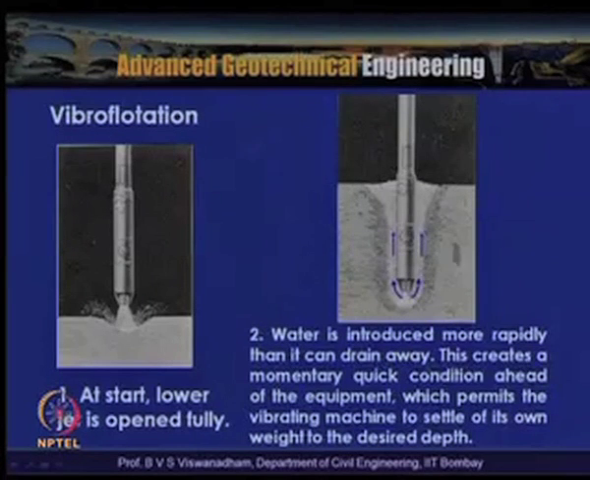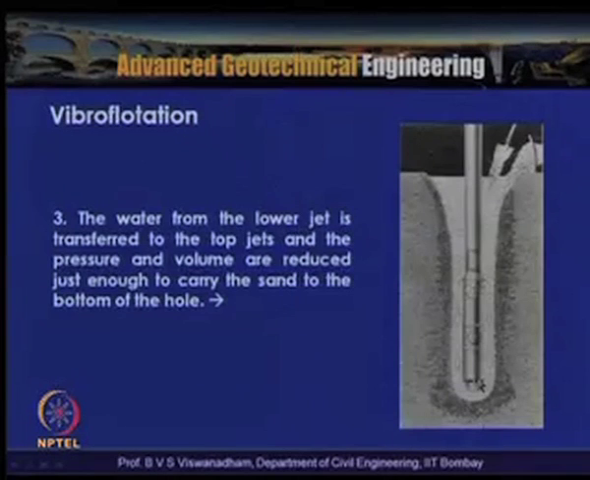So this momentarily creates the so-called quick condition ahead of the equipment, which permits the vibrating machine to settle under its own weight. The weight itself is sufficient to settle the probe to the desired depth. Then, in the third step, the water from the lower jet is transferred to the top jets, and the pressure and the volume are reduced just enough to carry the sand to the bottom of the hole.